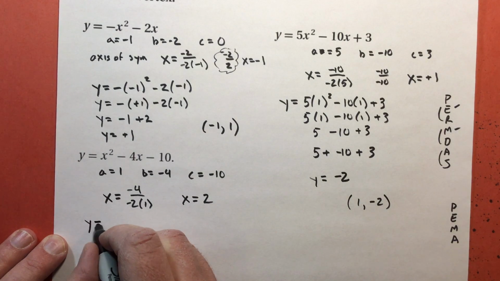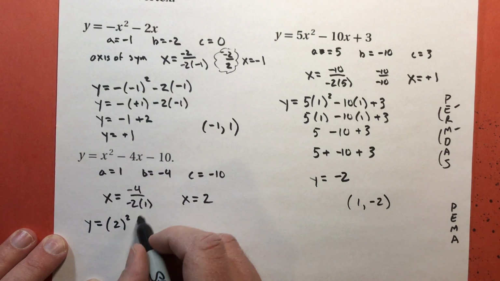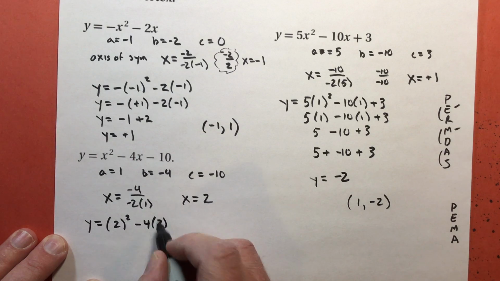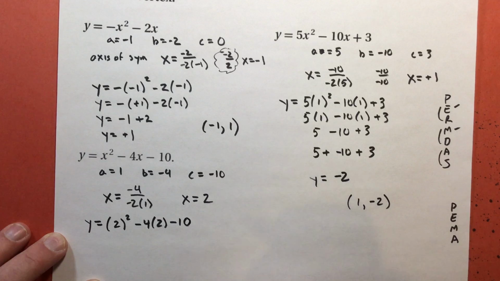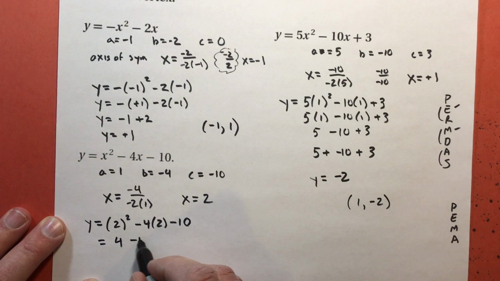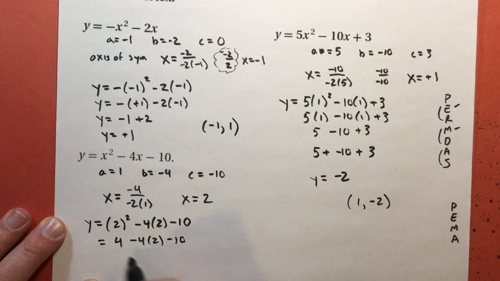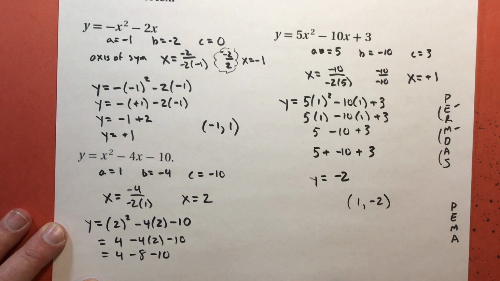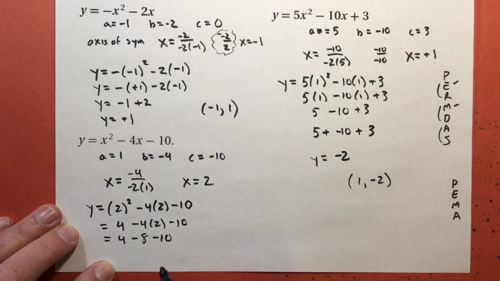Now I've got to find the y value. So I write 2 to the second power, because I've got x squared. Subtract 4 times 2, subtract 4 times x, subtract 10. Take care of the exponent first. This is 4, subtract 4 times 2, subtract 10. Now I multiply. 4, subtract 8, subtract 10. And I'm near the bottom of my page here. I'll try to move it up so you can see it.